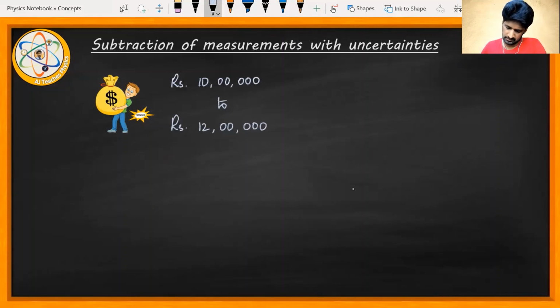Let's assume something like this. So this is like the gain, so let's represent it with G. So gain is anywhere between 10 lakhs to 12 lakhs. So we can write it as 11 lakhs plus or minus 1 lakh.